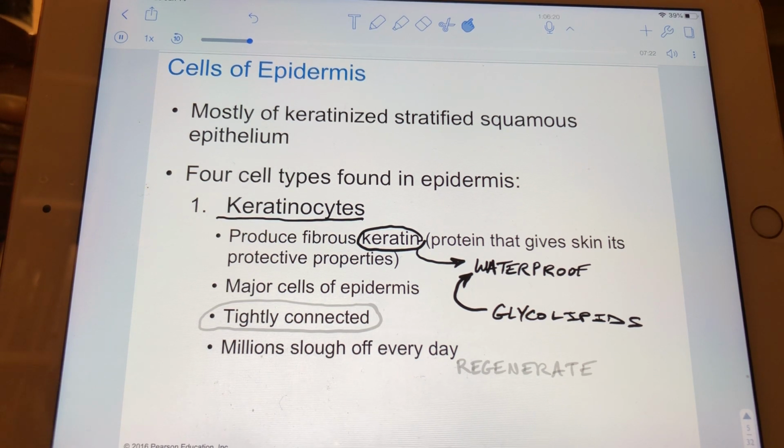The keratinocytes feature an abundance of tight junctions, okay? We lose millions of keratinocytes normally, a healthy body does, every day. And as you can imagine, that's okay because epithelia have regenerative superpowers.